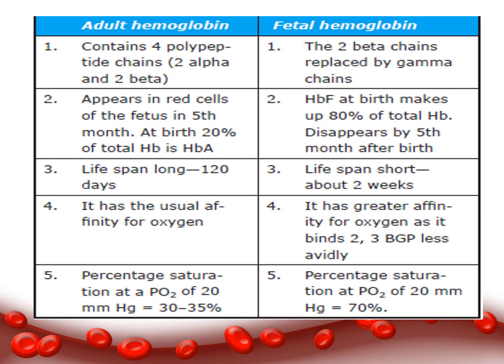Okay, and adult hemoglobin appears in red cells of the fetus in the 5th month, and fetal hemoglobin disappears by the 5th month after birth. The lifespan of adult hemoglobin is 120 days and that of fetal hemoglobin is only about 2 weeks. Adult hemoglobin has usual affinity for oxygen and fetal hemoglobin has higher affinity for oxygen as it binds to 2,3 biphosphoglycerate less avidly. And now percentage saturation at a partial pressure of oxygen of 20 mmHg. In adult hemoglobin it's 30 to 35 percent and in fetal hemoglobin it's about 70 percent.